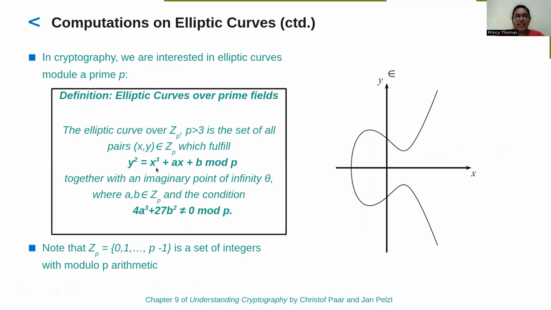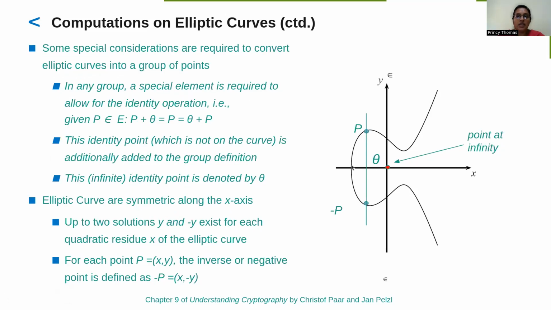Take any particular x value, substitute the x value over here, and you will get y square. So it will be a square root. When you look at square root, you have plus or minus some particular value. So y will be equal to plus or minus one particular value. That is how, for any particular x, you have 2 points, plus y and minus y on the elliptic curve.